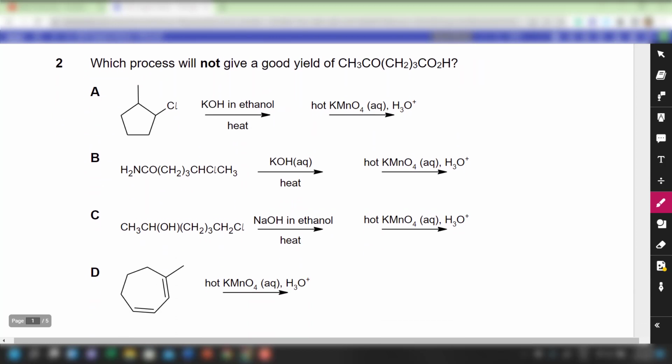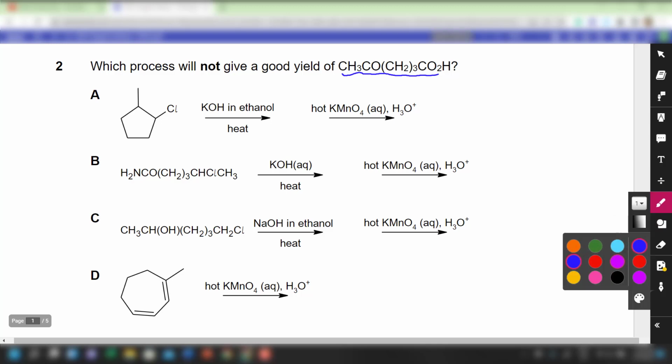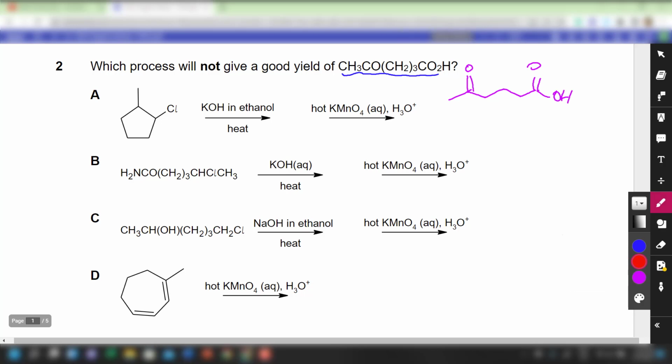For question 2, the question is which process will not give a good yield of this particular product? If you need visual guides, you can actually draw it out. It looks something like that. It has a methyl ketone group, and then a CH2, CH2, CH2, followed by a carboxylic acid group. If you do a quick numbering of the carbons, that will be 1, 2, 3, 4, 5, and 6.